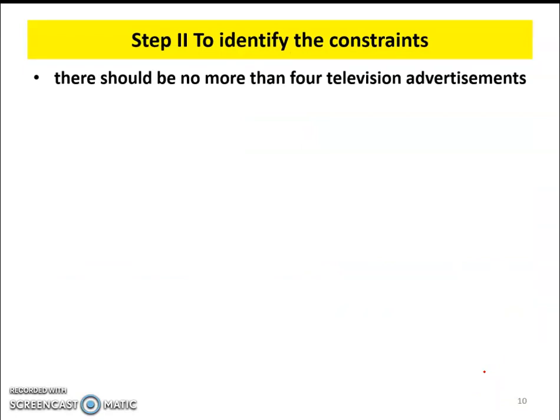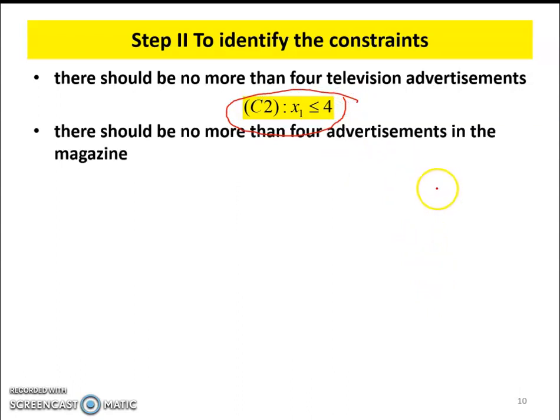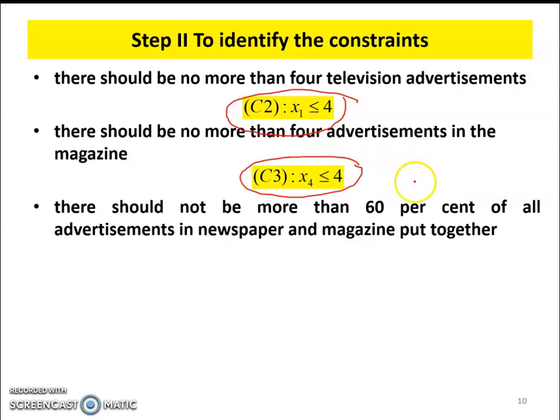Now the other thing: there should be no more than 4 television advertisements. So the number of television advertisements is x1, and that is less than or equal to 4. There should be no more than 4 advertisements in the magazine. So the number of advertisements in the magazine is x4, and it should be less than or equal to 4. Now, there should not be more than 60% of all advertisements in newspaper and magazine put together.